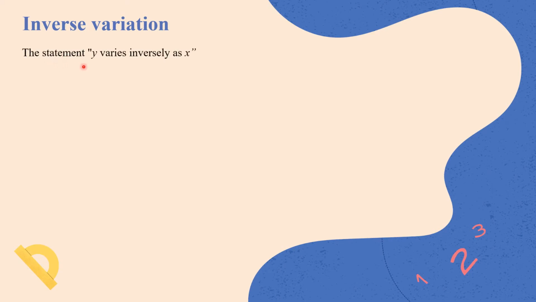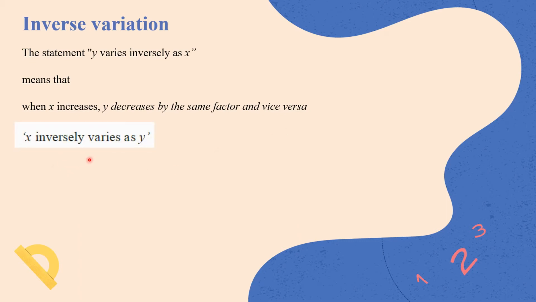The statement y varies inversely as x means that when the value of x increases, y decreases by the same factor and vice versa. That is, if y increases, x will decrease. X inversely varies as y is written as x inversely proportional or in inverse variation to 1 upon y. So inverse variation, we write it in the form of a reciprocal.